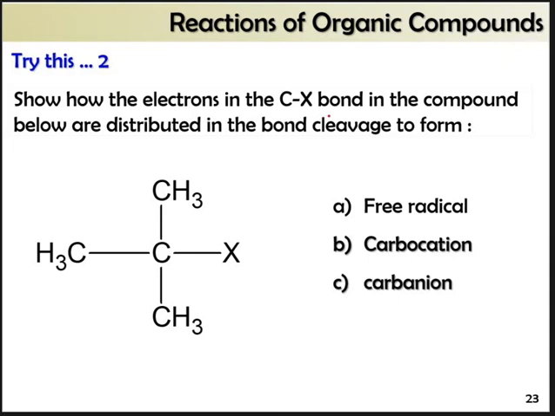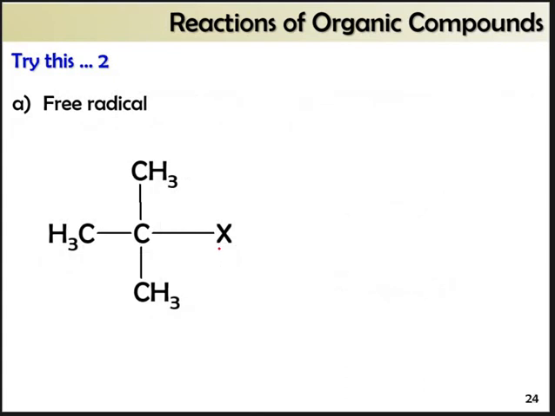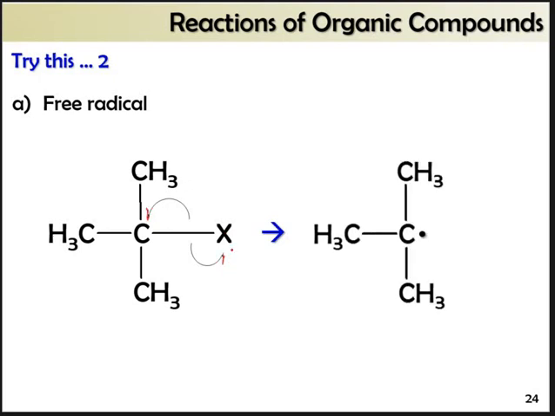And then show how the electrons in the C-X bond in the compound below are distributed in the bond cleavage to form free radical, carbocation and carbanion. So kita kena nak buat free radical, carbocation and carbanion hasil daripada cleavage between the carbon and X here. Alright, so if we want to produce the free radical, this is the cleavage of the bond between C and X. So this is the half-headed arrow, and then we will get C dot and X dot.